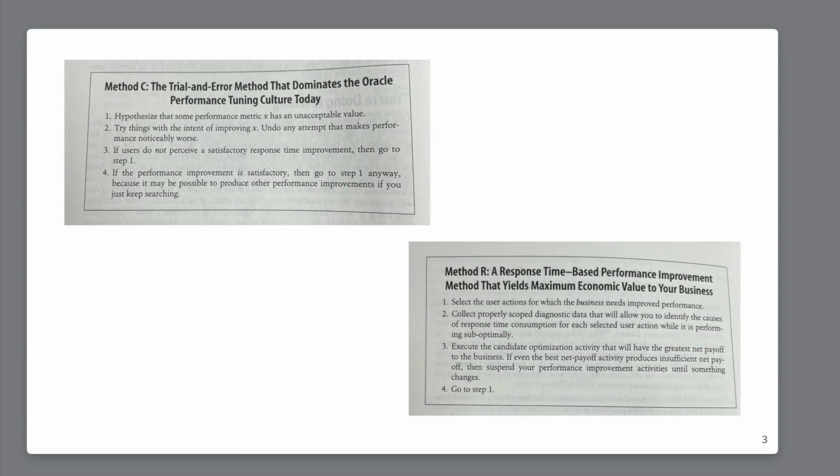But Method C was basically guess about stuff and try things. And if the things work, keep them. If they don't work, roll them back. And that is very inefficient because guesswork is never the straight path to, well, not often the straight path to the optimal solution. And then Method R was this thing where we actually focus on business problems and then collect properly scoped diagnostic data and then decide which thing is the most optimal to go do next, and then repeat. So that literally is the origin of Method R on the right. It was inspired by those 3 books doing our homework.